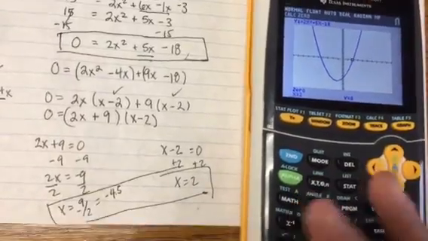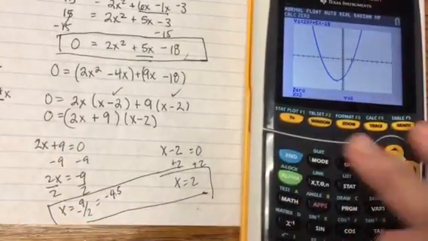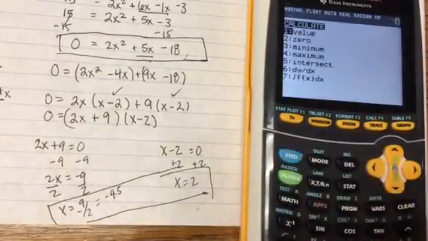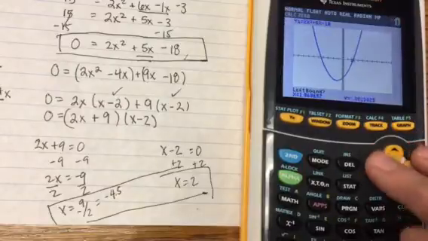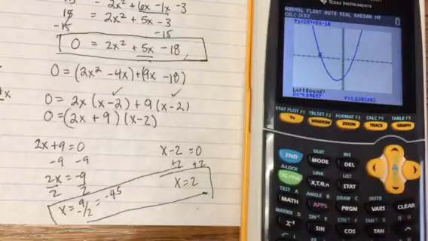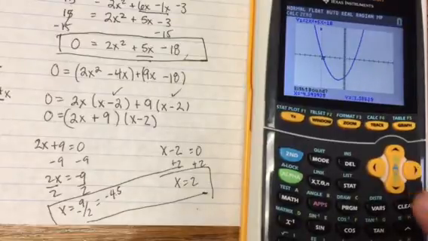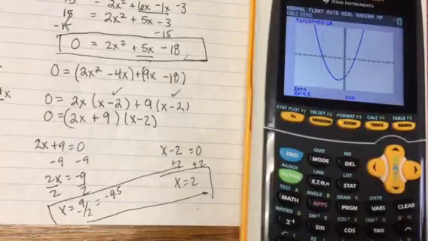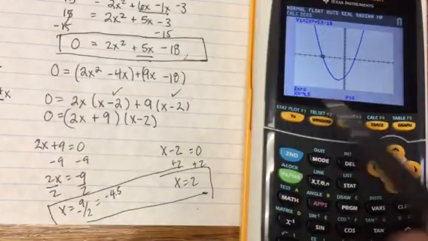So if we did this correctly, this other 0 should be at negative 4 1/2. We never just want to use trace to approximate it. We always want to attend to precision and use 0. All right, so left bound, right bound, guess. There we go, negative 4 1/2.